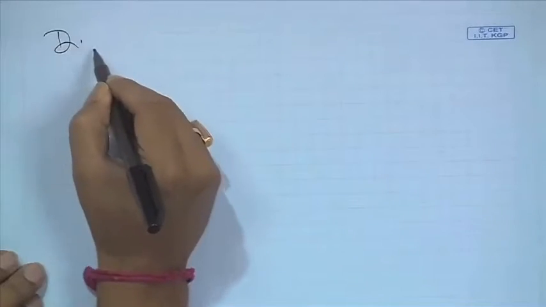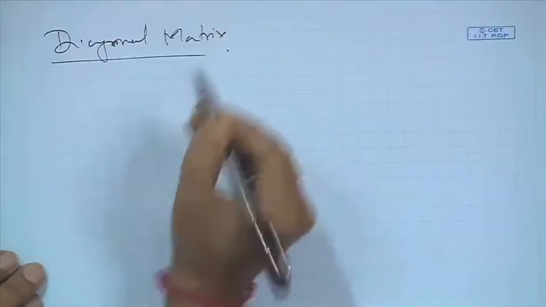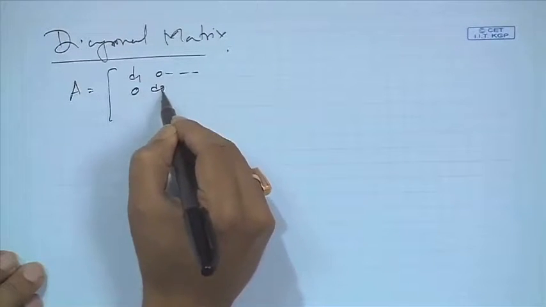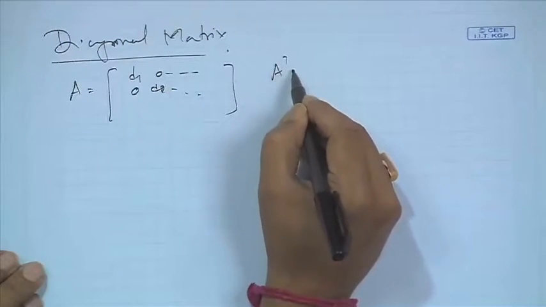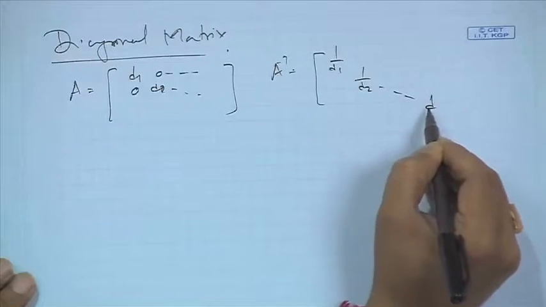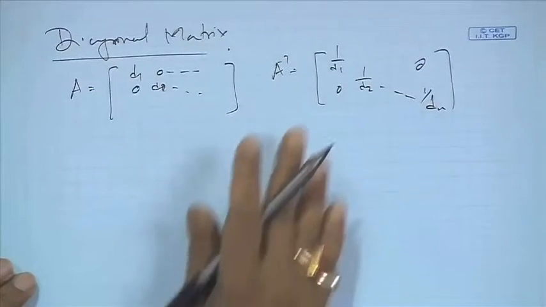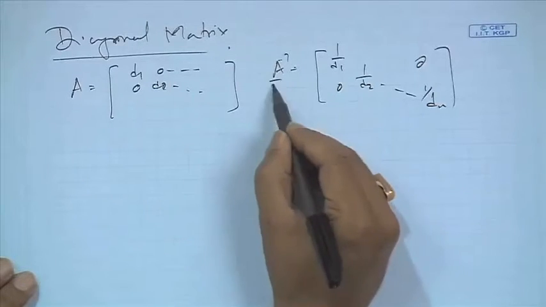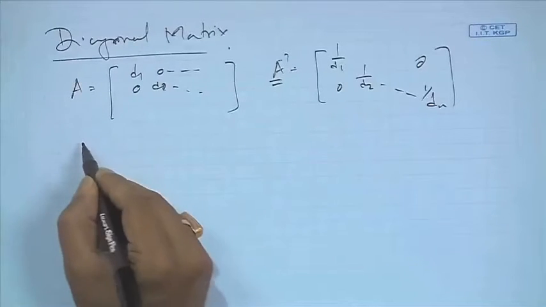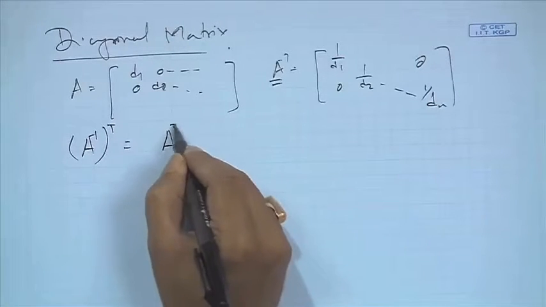If you have a diagonal matrix, so a diagonal matrix is like d1, 0, 0, 0, d2 and so on, the A inverse is easily found as 1 by d1, 1 by d2, up to 1 by dn. The rest of them are all zeros. This is very useful. If I have a diagonal matrix, finding the inverse is very easy. So that's why I would like to have diagonal matrices. If I have A inverse, I take the transpose of it. I could write it as A transpose inverse.